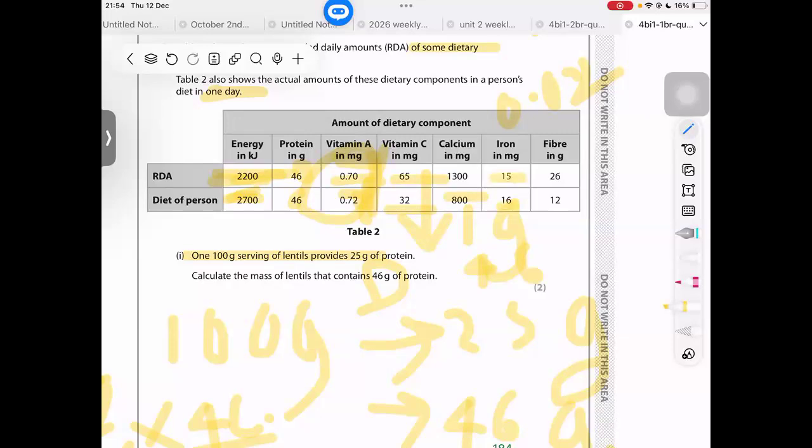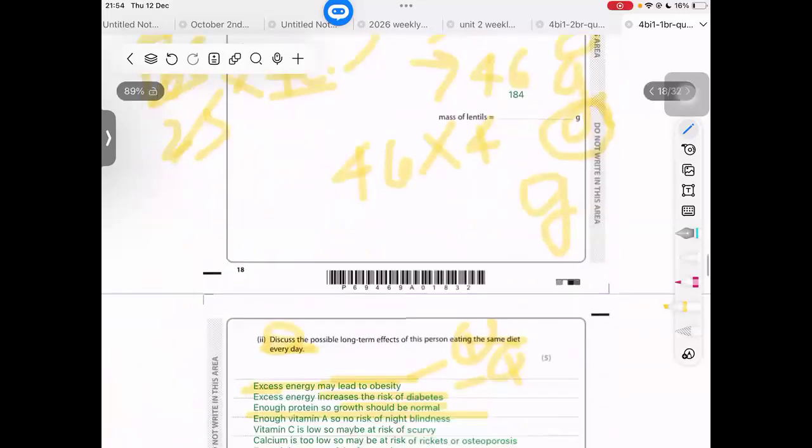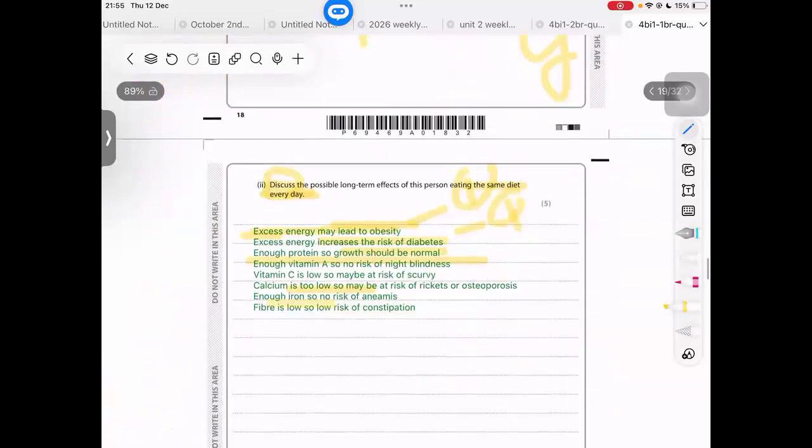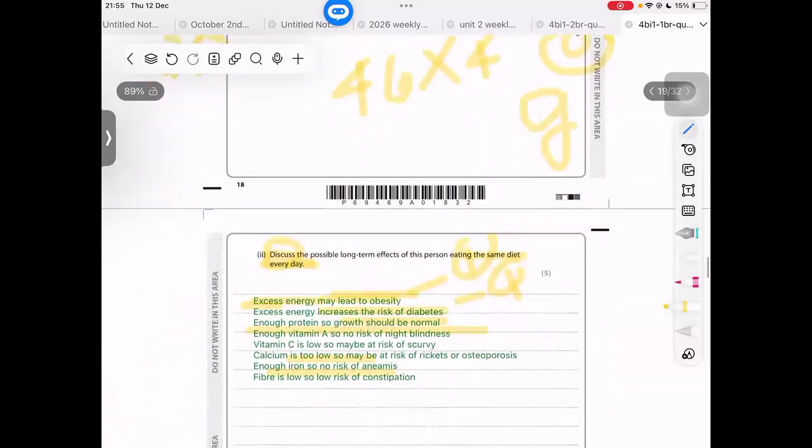And iron levels are almost the same, right? Just one. So no issues, right? Yeah, enough iron, so no risk of anemia. And also fiber, it's a very low value, not just 1 or 2, almost like 14, right? That means when compared to the RDA value, 14 grams of fiber is less in that person's diet. So there is a high risk of constipation, not low risk. High risk of constipation is there. High risk, right? So you get 5 marks for writing that answer.